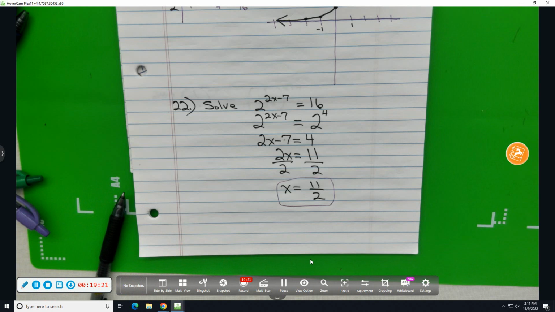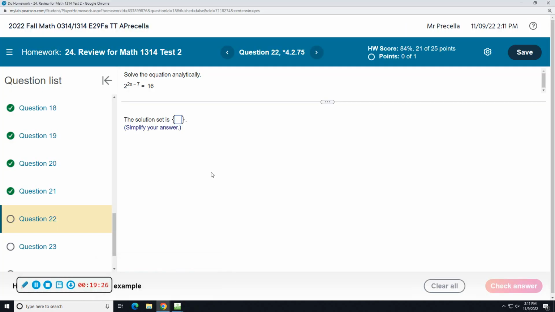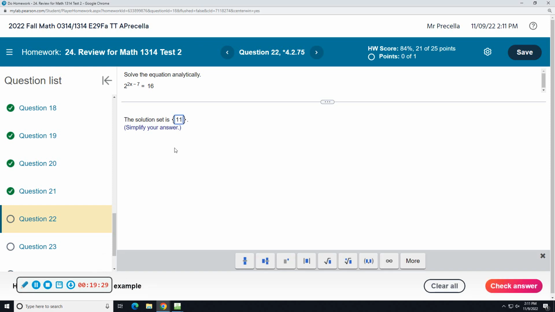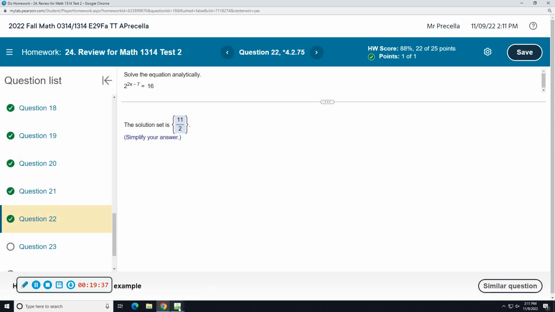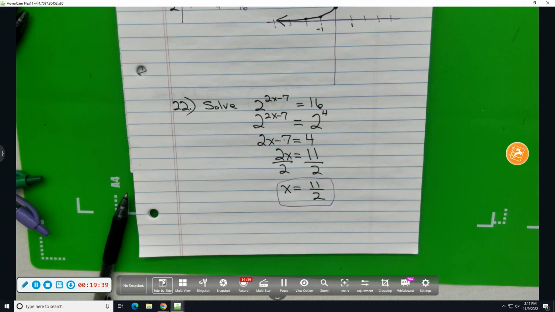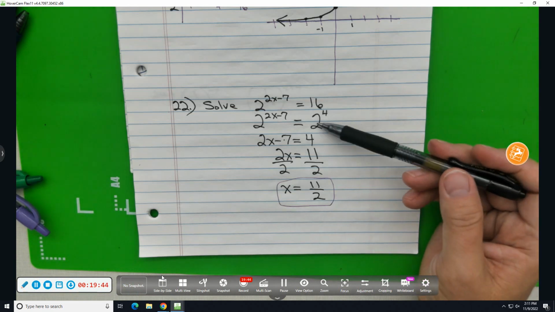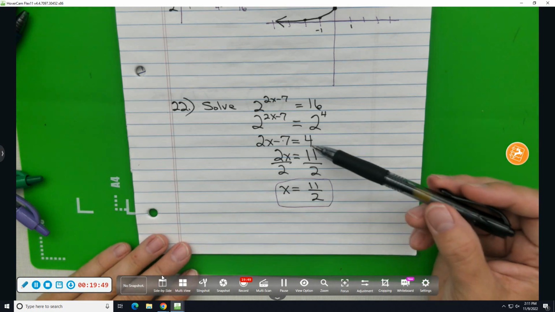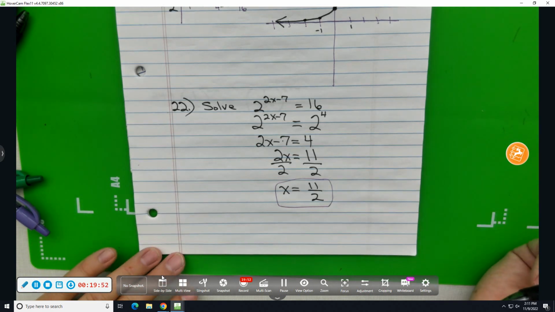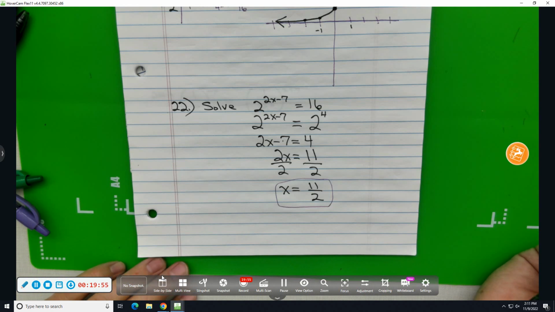For my final answer, switching over, we have 11 over 2. Looking back at my work, any questions there? We wrote 16 with the base of 2. Once we have the same base on both sides, we drop the bases, set the powers equal. That is called the same base method of solving exponential equations.